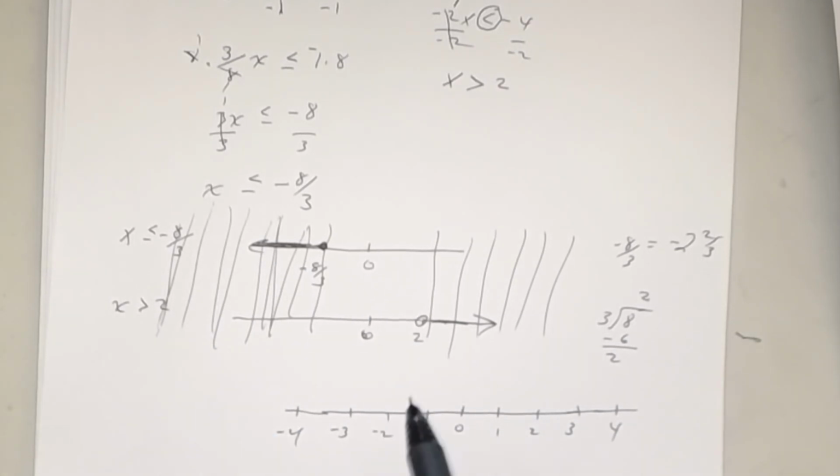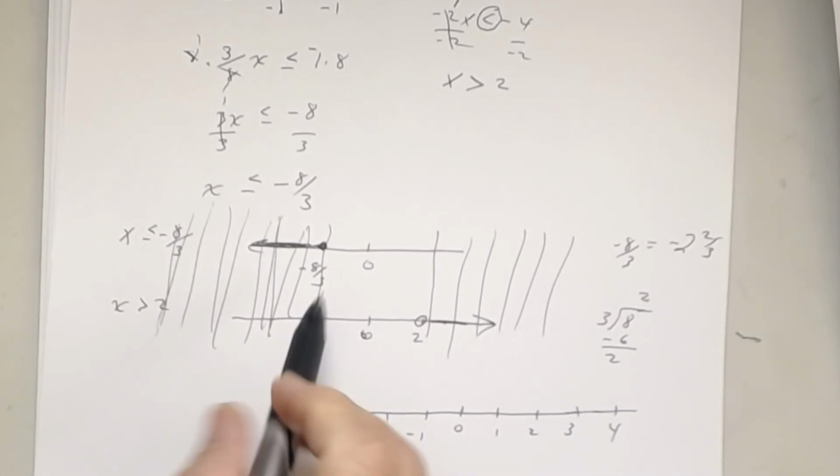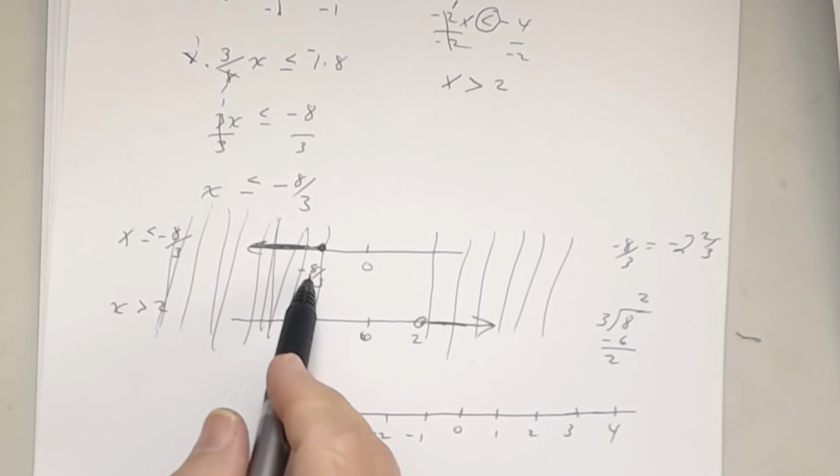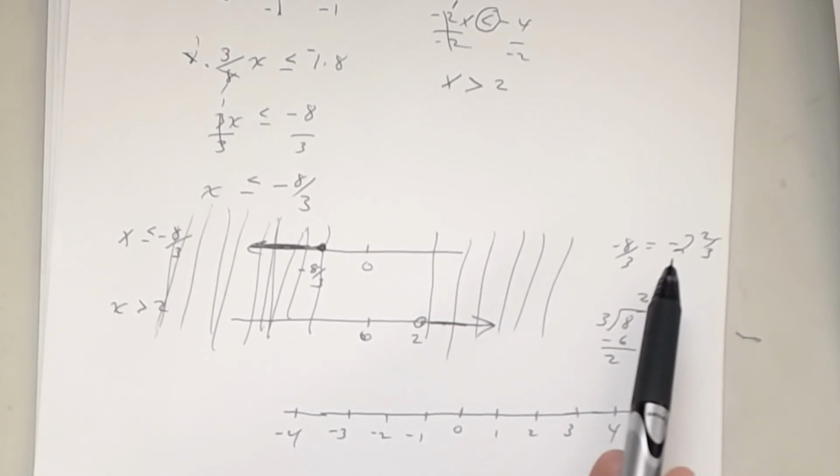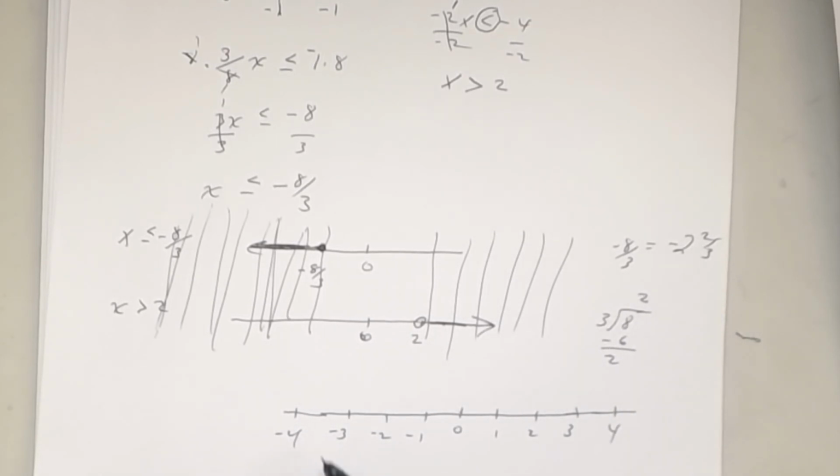All right. So I'm going to put a closed circle at -8/3. So you got to determine where -8/3 is here. So -8/3 we know is -2 2/3. So it's between what 2 integers? -2 and -3. Closer to which one? -3. So let's put the closed circle here.